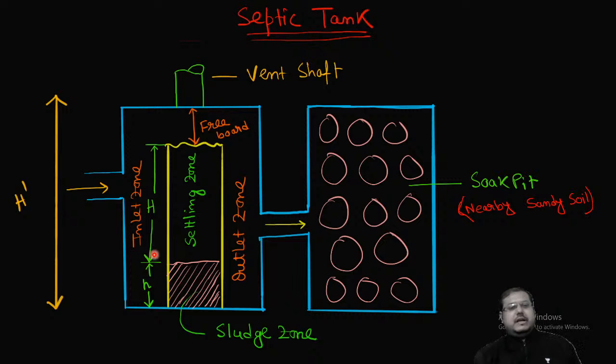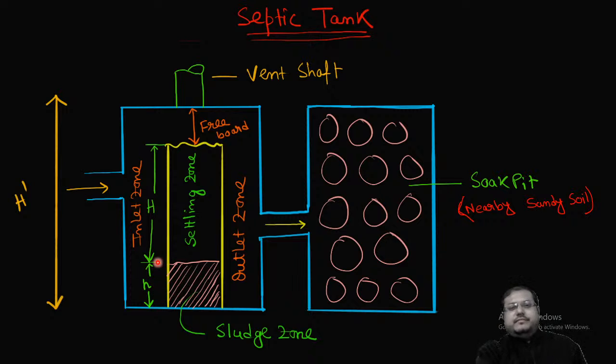Okay. Settling zone depth, sludge zone depth, and freeboard. So freeboard does not come into any kind of design consideration. Design consideration will be taken on the basis of the summation of capital H and small h, which is the settling zone depth and sludge zone depth. The summation of the settling zone depth and sludge zone depth, capital H plus small h, is called the effective depth.